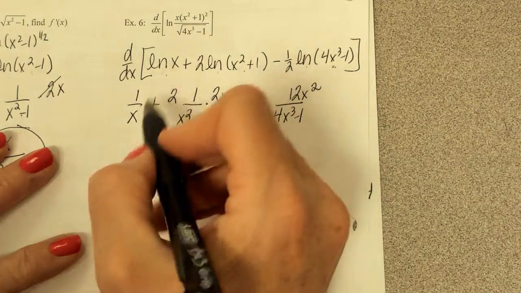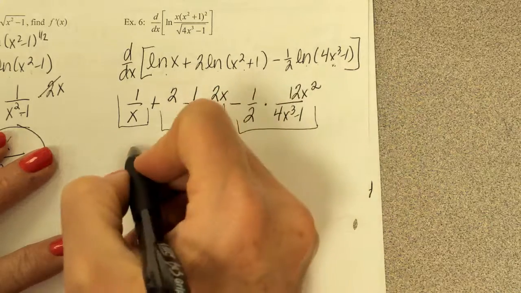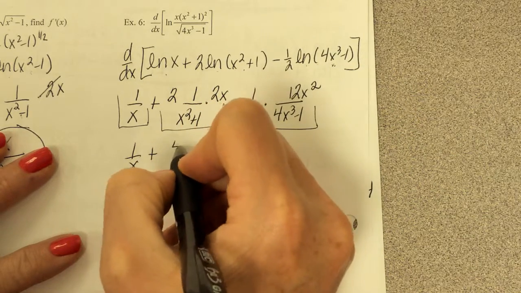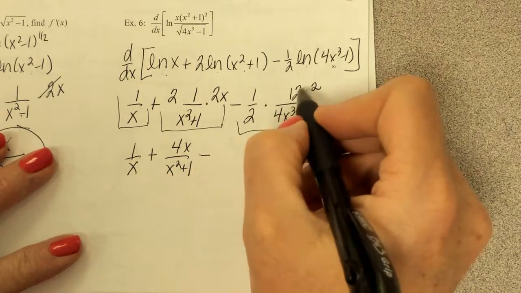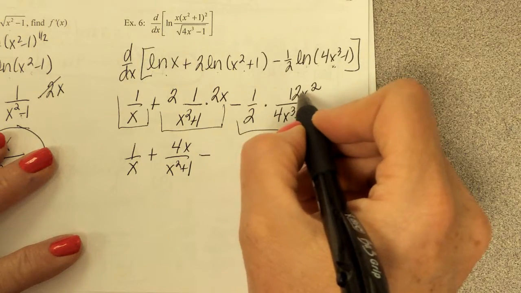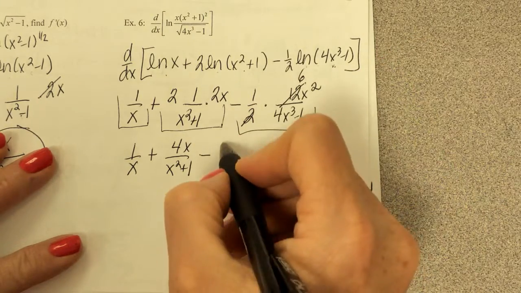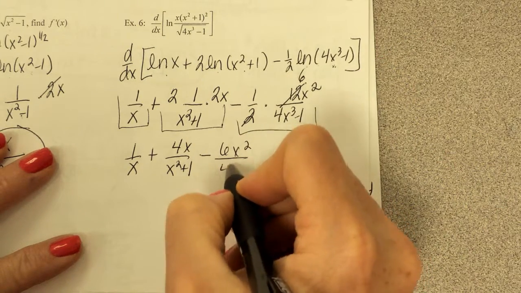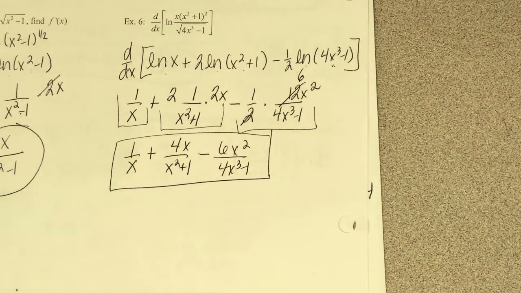So now putting this all together, each term has to remain separate. So I've got 1 over x plus 4x over x squared plus 1 minus, I can go ahead and divide these because this is multiplication, so I can cancel those. And I have minus 6x squared over 4x cubed minus 1. And that would be our derivative.